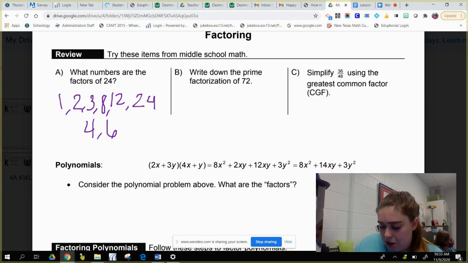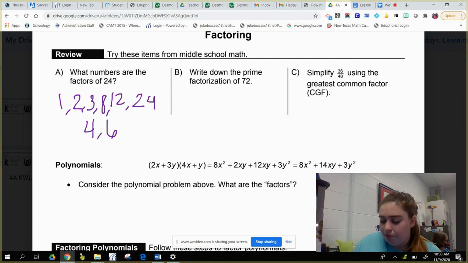Let's see, 9, 10, 11, those don't work either. And then you could check all the numbers between 12 and 24, but none of those work either. So that's going to be our complete list of the factors of 24. So you just go through and see what numbers can I multiply together to get 24. And that's going to be your list of factors.